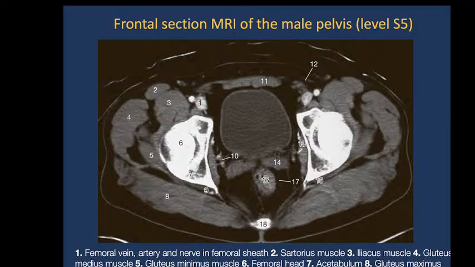And the more inferior level, with the rectum, and between rectum and bladder are the seminal vesicles, left and right. And you see also the articular joint with the acetabulum and femoral head.